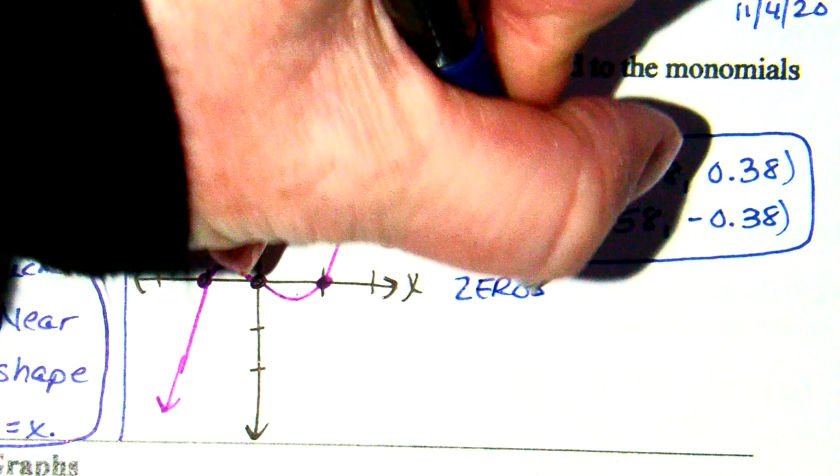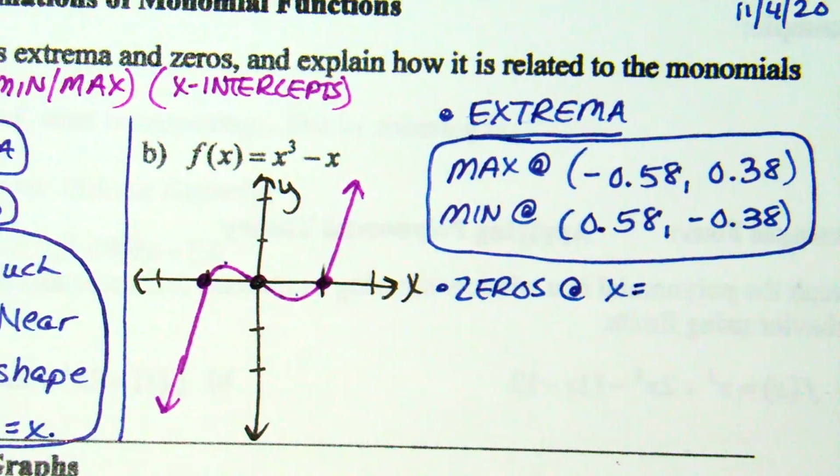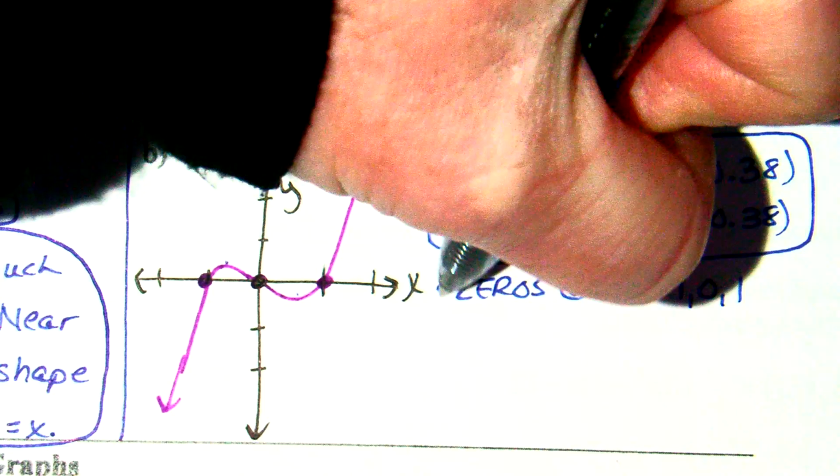Okay. What about zeros? Do we have 3? Do we have 3 is the question from in class. Do we have 3 zeros? Yeah, it crosses through the x-axis 3 times. So I have zeros at x equals what? -1, 0, and 1. So those are my zeros.